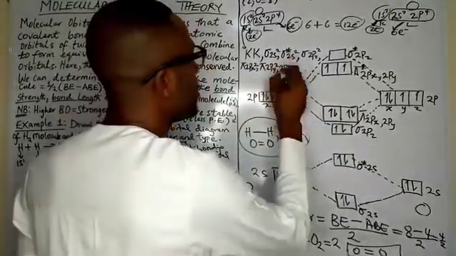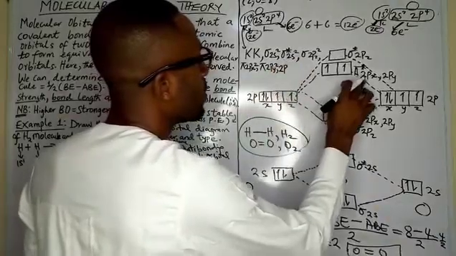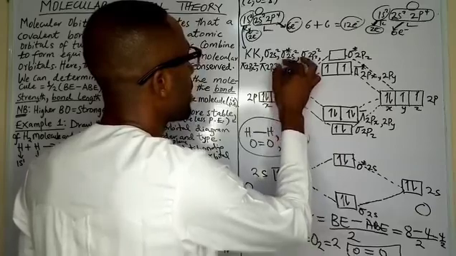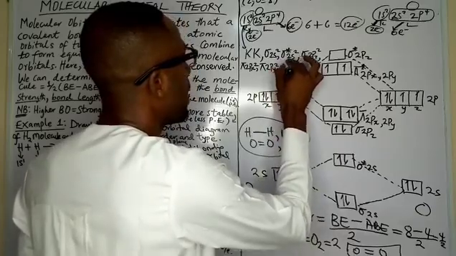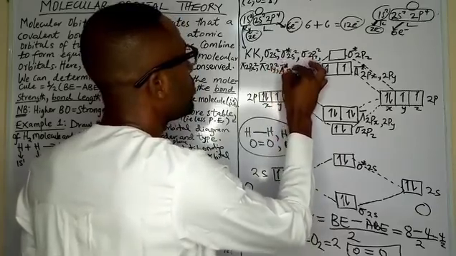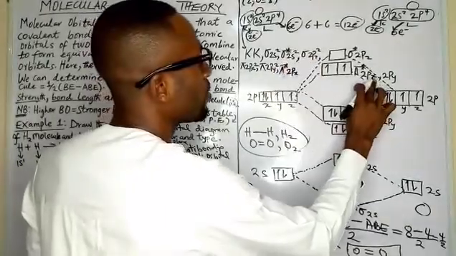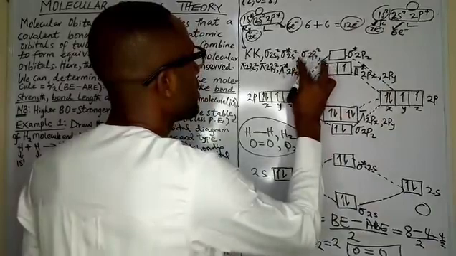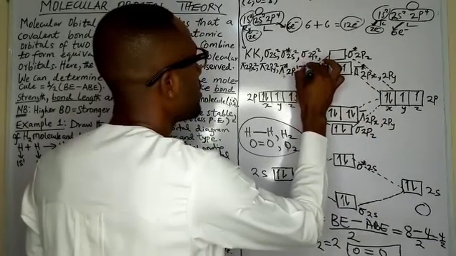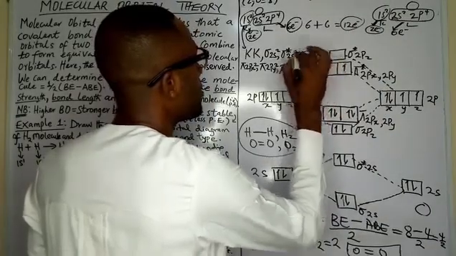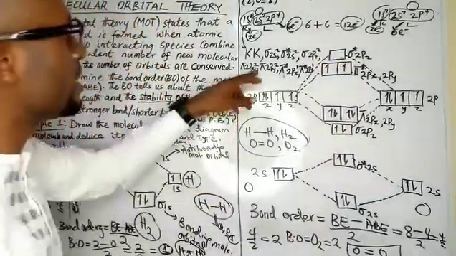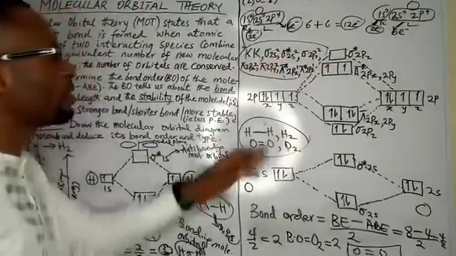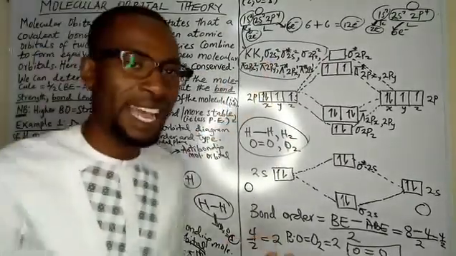While your pi star 2px orbital contains 1 electron, and your pi star 2py also contains 1 electron. So this is actually the electronic configuration of the molecular orbital of oxygen gas.